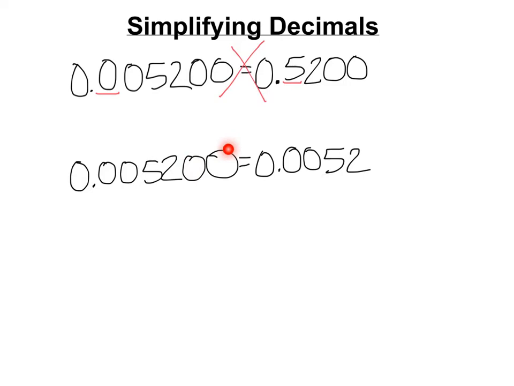But what about these? Can I drop these? Well, again, let's look at the place values. So we have the tenths here and the tenths here, both zeros. Then we have the hundredths here and the hundredths there, both zeros. And we've got the thousands here and thousands there, both 5s. And the 10,000ths here and the 10,000ths there, both 2s.